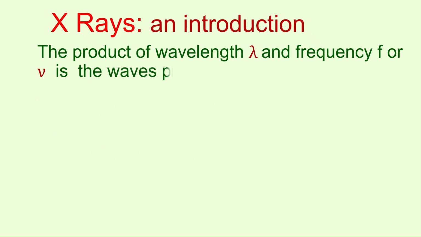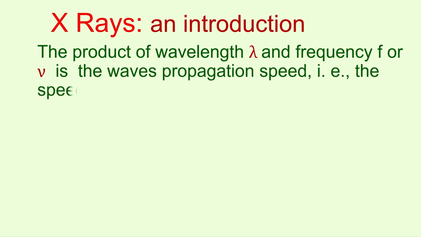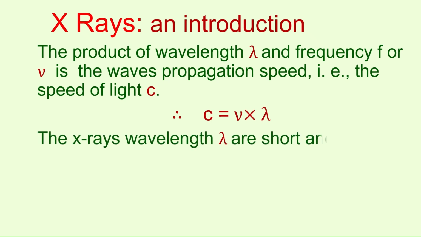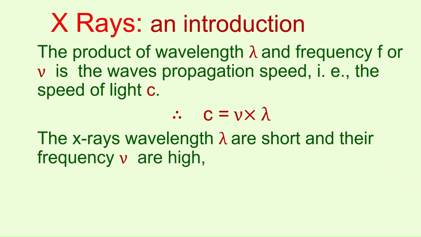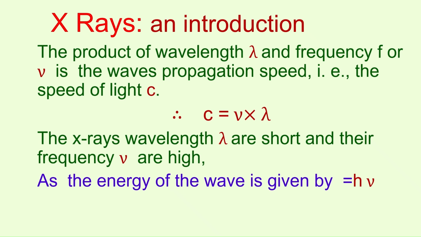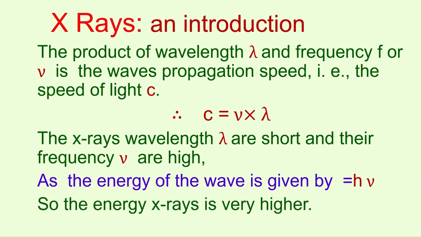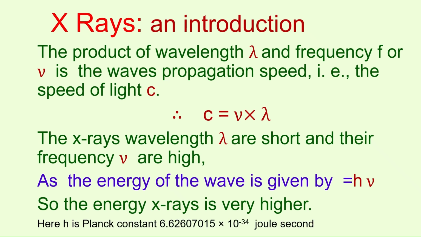The product of wavelength lambda and frequency f or nu is the wave's propagation speed. That is the speed of light c. Therefore c equals nu times lambda. The X-ray wavelength lambda is short and its frequency nu is high, and as the energy of the wave is given by E equals h nu, the energy of X-rays is very high.